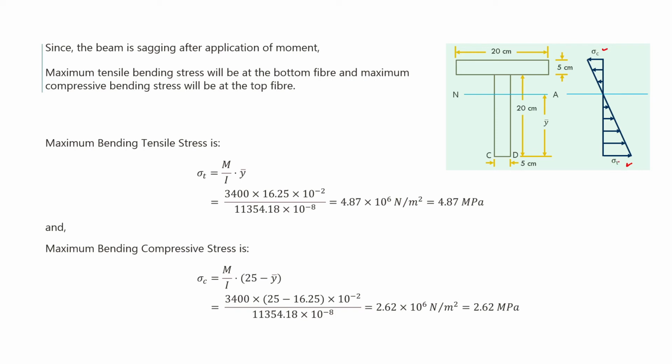Sigma t is represented by the arrows towards the right and sigma c is represented by the arrows towards the left. And here we can easily understand कि न्यूट्रल एक्सिस से जैसे जैसे डिस्टेंस बढ़ता जा रहा है वैसे वैसे sigma t और sigma c दोनों की वैल्यू इंक्रीज होती जा रही है. And the values are maximum at the extreme fibers.